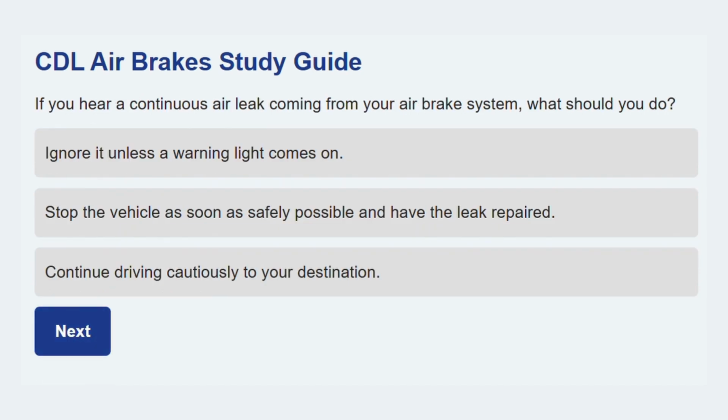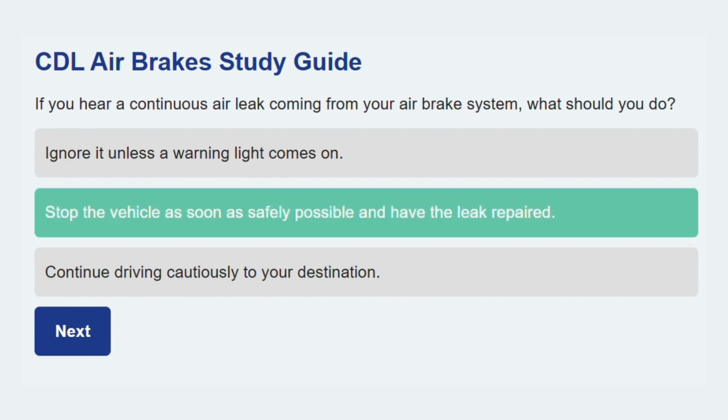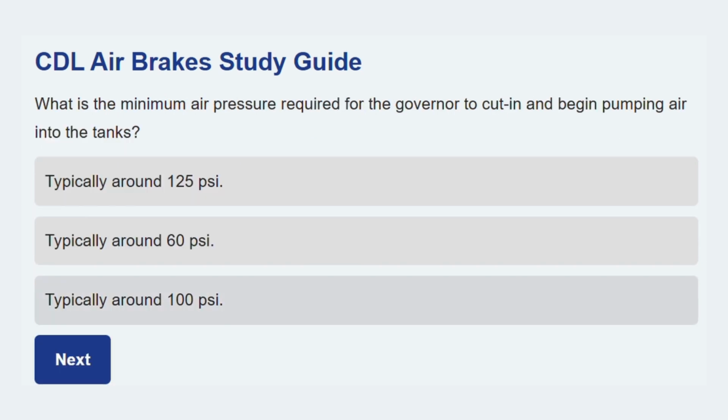What's next? If you hear a continuous air leak coming from your air brake system, what should you do? Stop the vehicle as soon as safely possible and have the leak repaired. A continuous leak indicates a serious problem that could lead to complete brake failure.